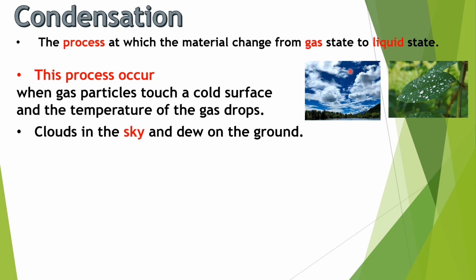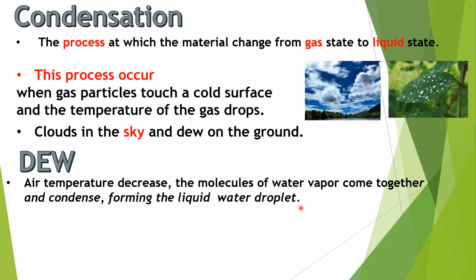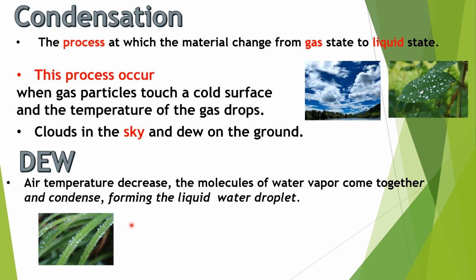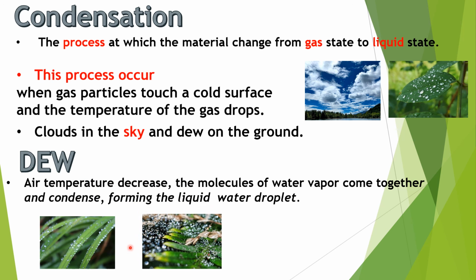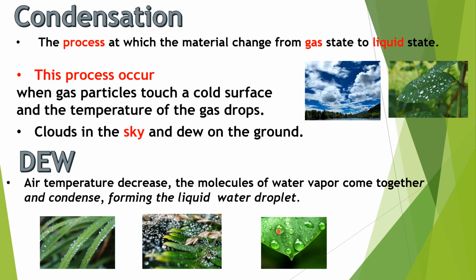Clouds in the sky and dew on the ground. What is the meaning of dew? Air temperature decreases, the molecules of water vapor come together and condense, forming the liquid water droplet. Water droplet here. Like this. This is the process of condensation, the process at which the material changes from gas state to liquid state.